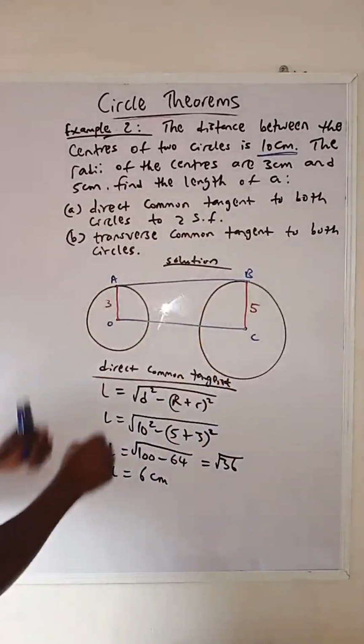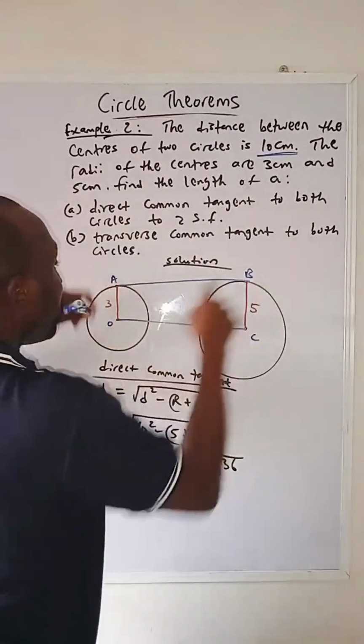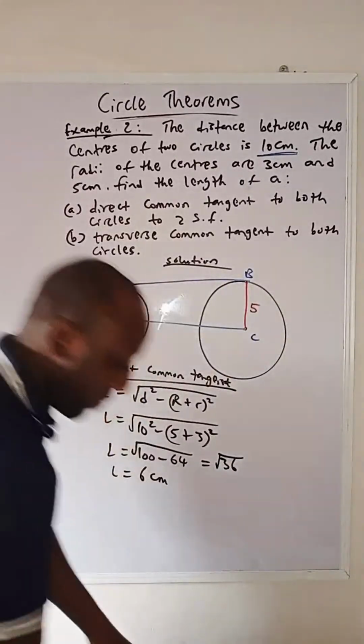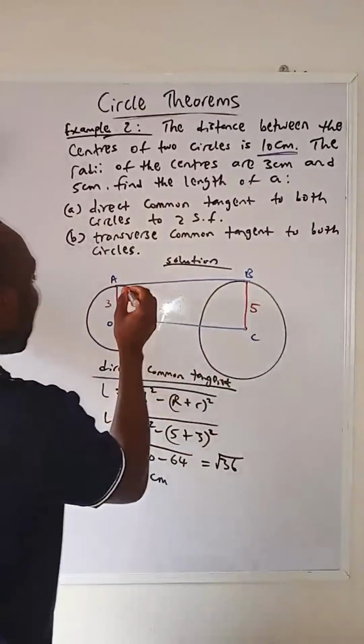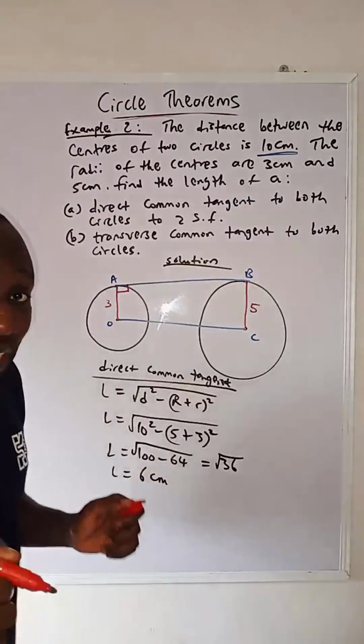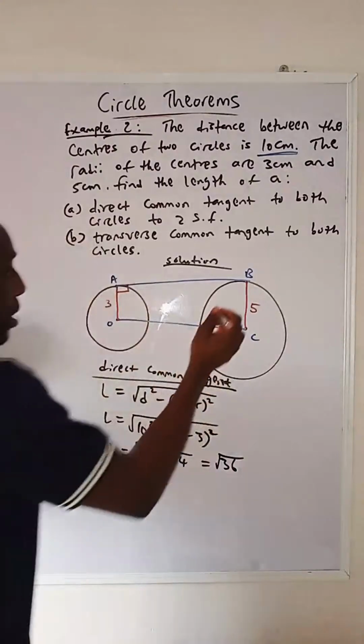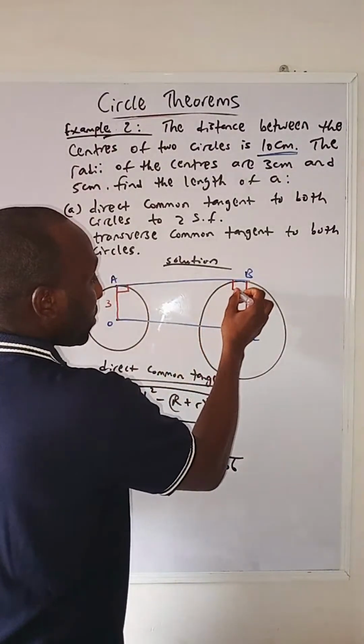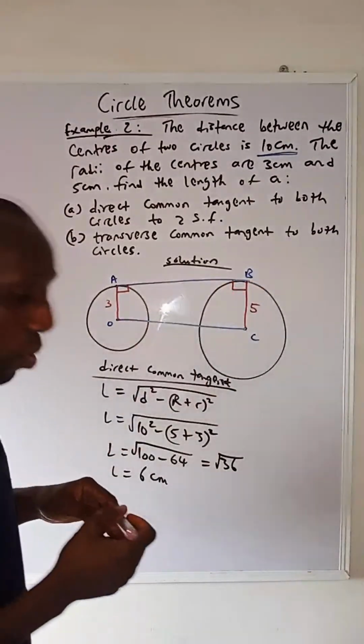What are we looking for again? We are looking for AB. But I need you to know that this angle here is 90 degrees. By now you should know that the angle between a tangent and a radius is also 90 degrees. Between a radius and a tangent, okay?